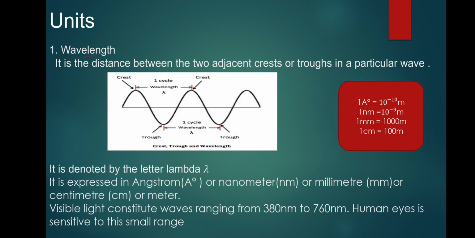First one, wavelength. Wavelength is the distance between two adjacent crests or troughs in a particular wave. If you take a wave, it has a maximum and a minimum. The maximum we call the crest, and the minimum we call the trough.